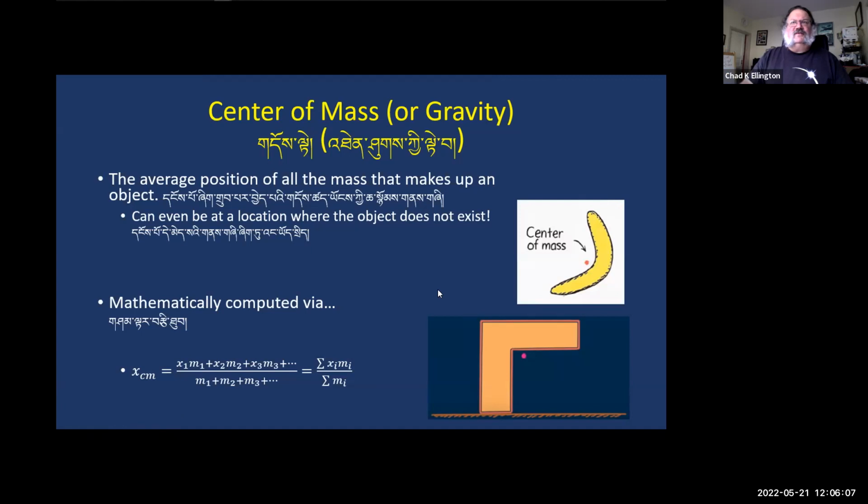And this is just simply the average location for an object of where you could consider all of its mass as being located.